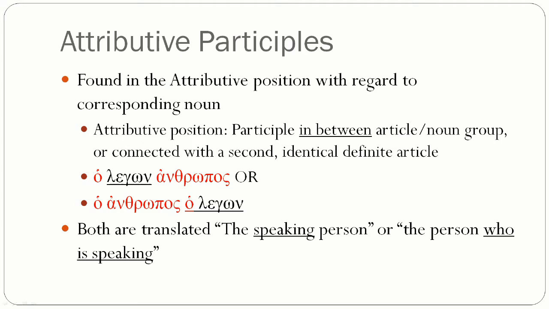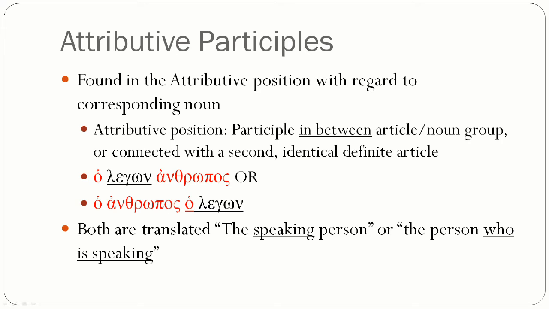Now, in the attributive position, the participle is going to come in between the article-noun group. The definite article, if there is one, there doesn't need to be one, but normally there is, the participle, and the noun will all be in the same case, gender, and number. In that case, the participle will be standing in between its article-noun grouping, or it will be connected to that article-noun group with a second identical definite article.